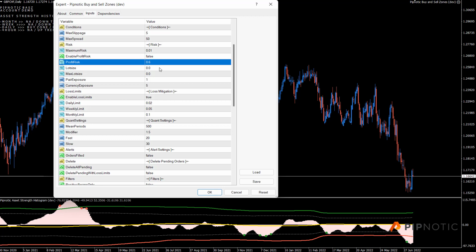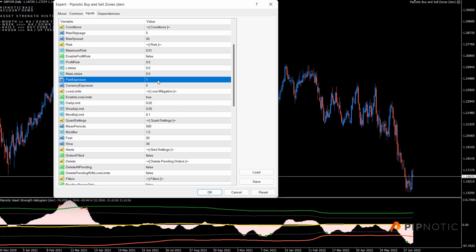Okay, we have lot size. If you want to set static lot sizes, you can do that in here. If it's set to 0, then it will calculate them automatically. Max lot size: if you want to ensure that there's a cap on your lot size, you can set that value in here.